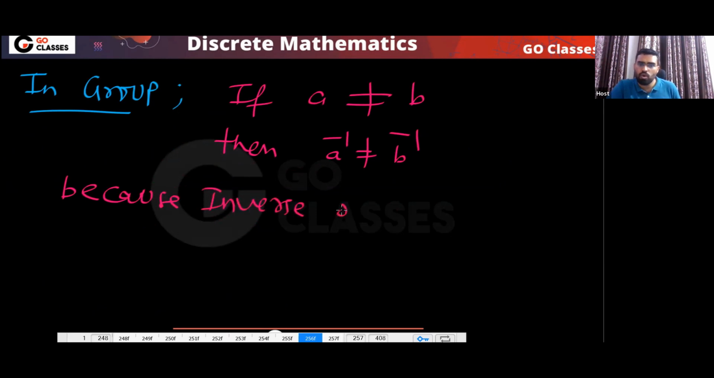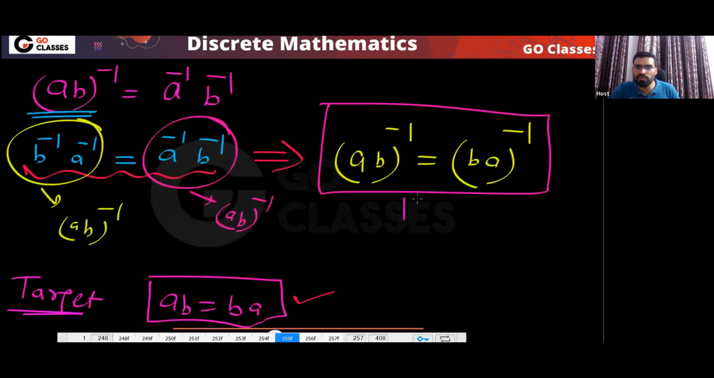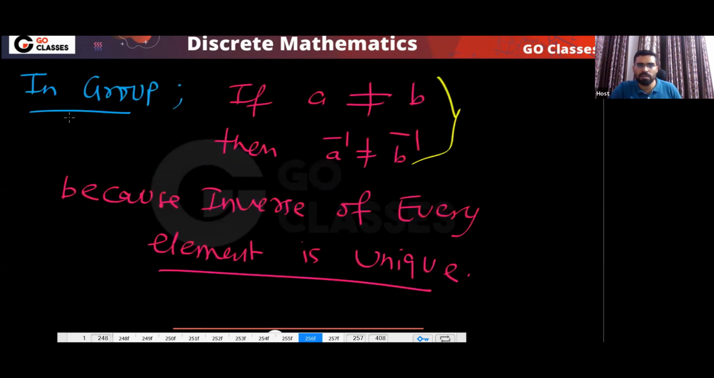Because the inverse of every element is unique. So if you have two different elements, then their inverses will also be different. So if two elements have the same inverse, then they are also the same. Remember, in a group, the inverse of every element is unique. So this is the idea.